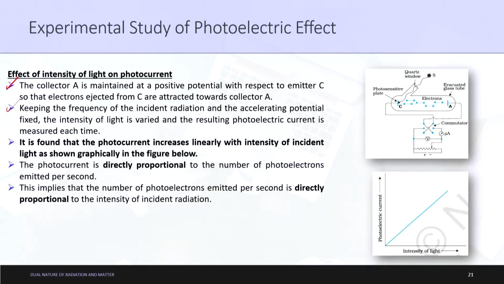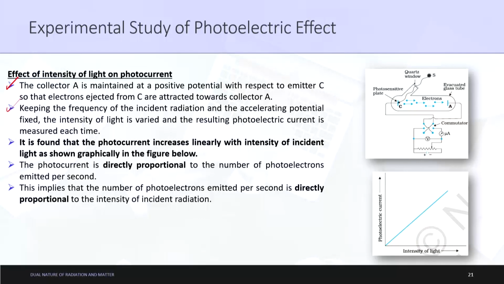What is photoelectric current? The current produced in the circuit due to the photoelectric effect is called photoelectric current. Now, it was found that the photocurrent increases linearly with the intensity of incident light, as shown graphically in the figure below. As you can see, the complete graph is linear: with the change in the intensity of light, the photoelectric current increases.